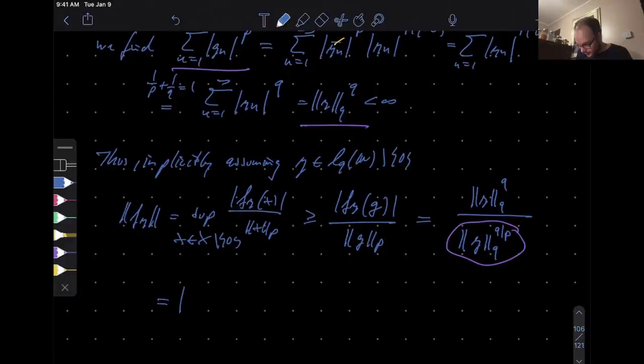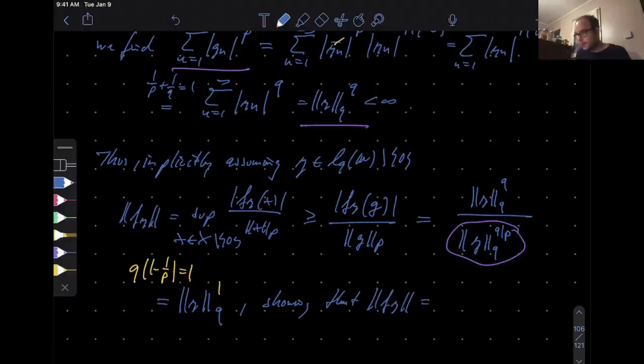What comes out here is precisely the q norm of y, right? Because you have that q, in yellow, times 1 minus 1 over p. This will be your exponent here, equal to 1. Okay, so you have this, and that gives you the isometry as you wanted, showing that f_y in operator norm is equal to the q norm of y.